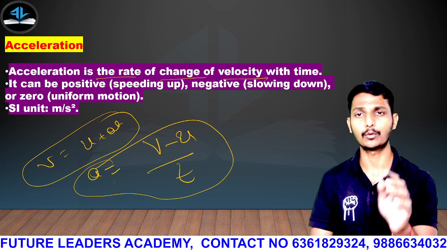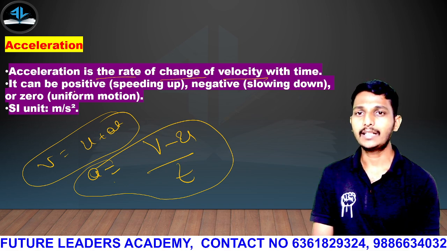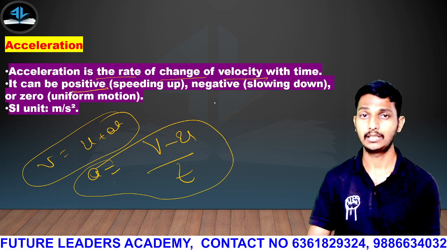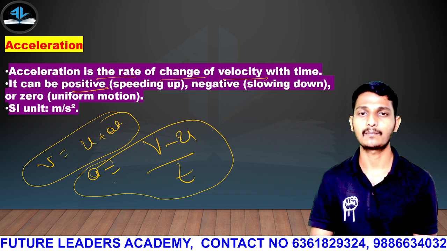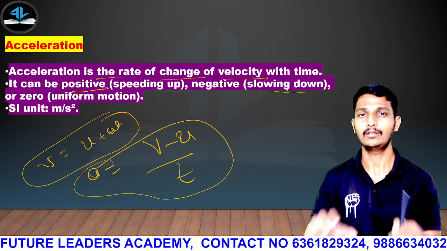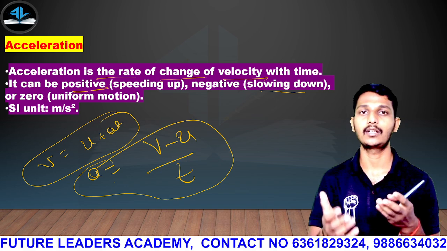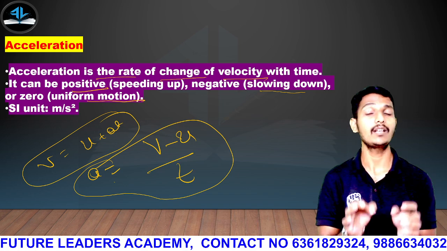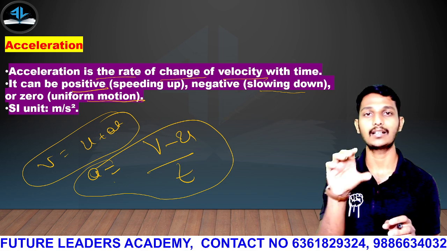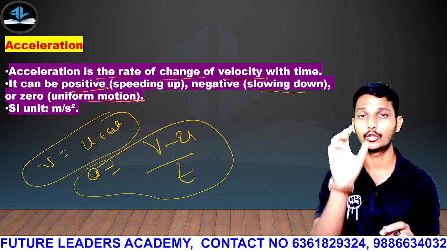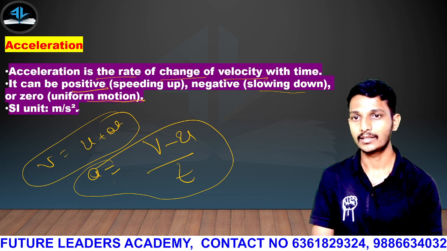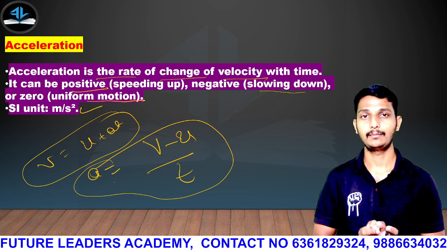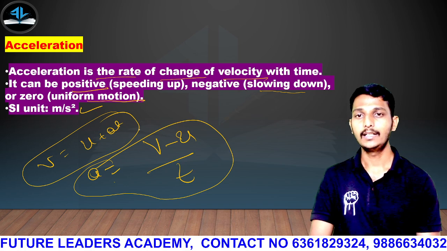These are the equations of the motion chapter. Then listen. Acceleration can be positive and can be negative. Speeding up, increasing the speed, is positive. Negative means slowing down, reducing the speed of your car, bike, train, aeroplane, and all. Or it can be zero, uniform motion. Acceleration will be zero when vehicles are in uniform motion. The SI unit of acceleration is meter per second square.